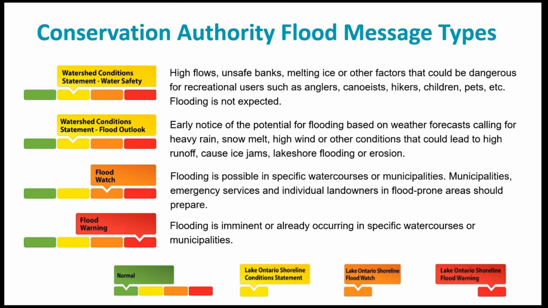They follow water safety and conditions if they're seen as dangerous for recreational users, as high flows and unsafe banks are the main concerns. Flood outlook includes early notice of potential flooding based on weather forecasts. A flood watch, seen here in orange, is flooding is possible in specific watercourses or municipalities. And then a flood warning is flooding is imminent or already occurring. Lake Ontario shoreline messages are similar with their categories, similar to our riverine flood messages, but are only applicable to Lake Ontario shoreline areas within our TRCA jurisdiction.